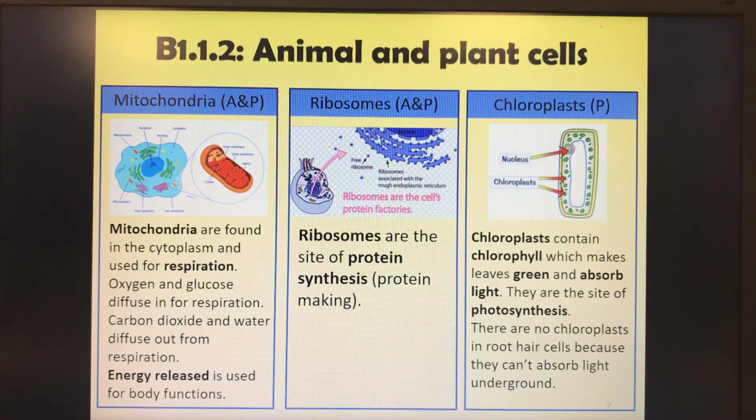If we look at a root hair cell, found in the root of the plant, it's underground. There's no chloroplast there at all because there's no light to be absorbed because it's underground, but we do find a lot of mitochondria because of active transport, the movement of minerals, which requires energy through active transport into the cell. More about that in the specialised cells video.